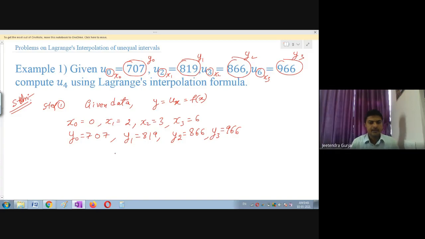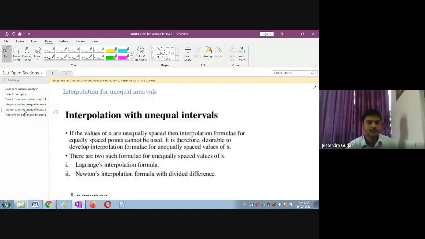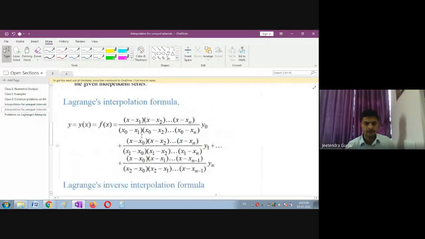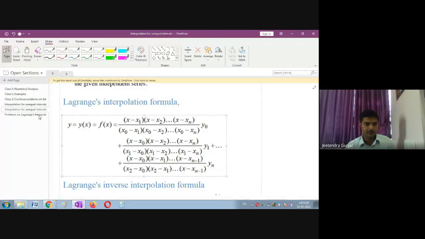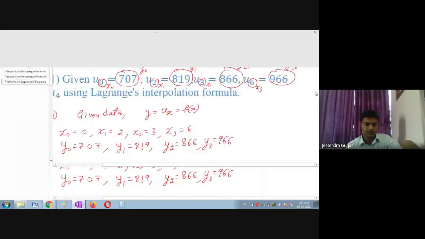Now, please, can anybody tell me which formula to use? The Lagrange's interpolation formula or Lagrange's inverse interpolation formula? Yes, they have clearly given in the question. We are going to use Lagrange's formula. So here I take the formula. Okay, here we go.